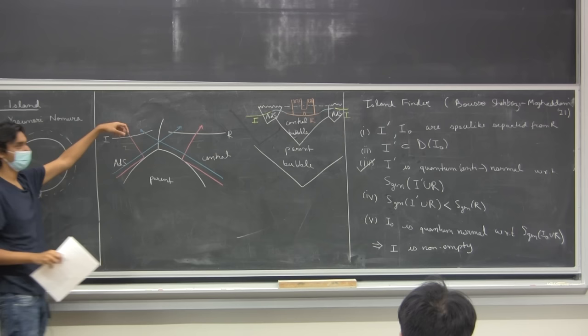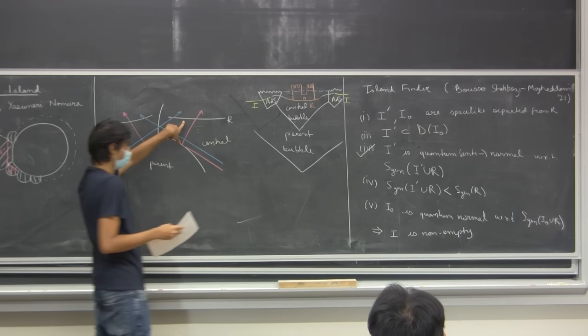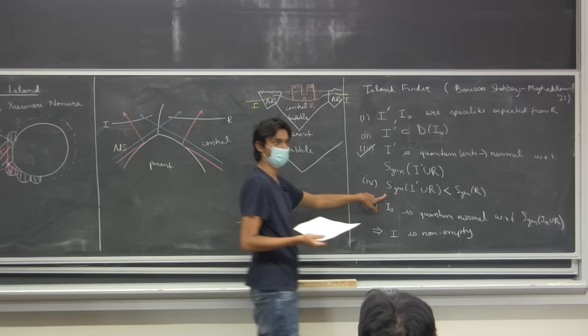So if you choose R to be large enough, you can always find an I that reduces the generalized entropy on inclusion. So I'm using the freedom.